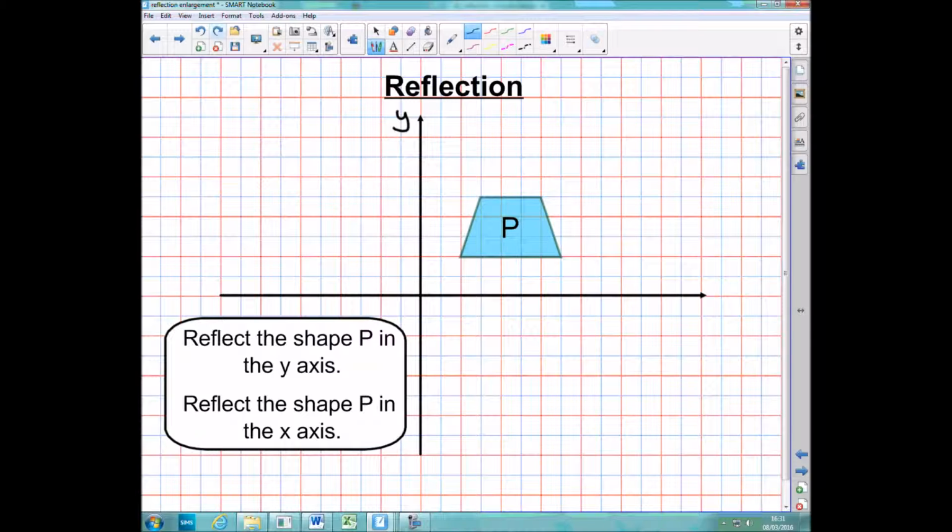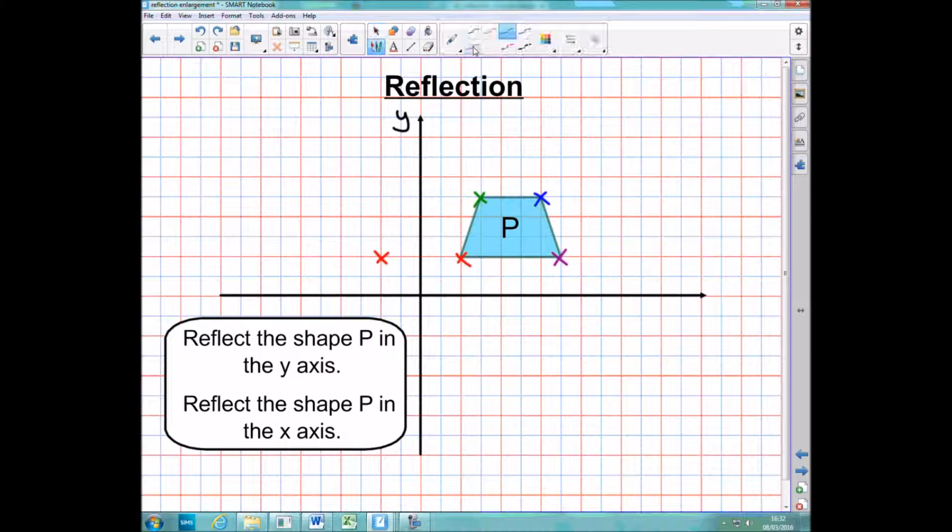So I'm going to do exactly the same thing I did in the last exercise, only this time I'm going to use the mirror line of the y-axis. So I'm going to start off by labeling all of my corners or vertices. Okay, so you should be pretty good at this by now. You can see that the red corner is 2 away from my line, so I'm going to count another 2 and it should sit here.